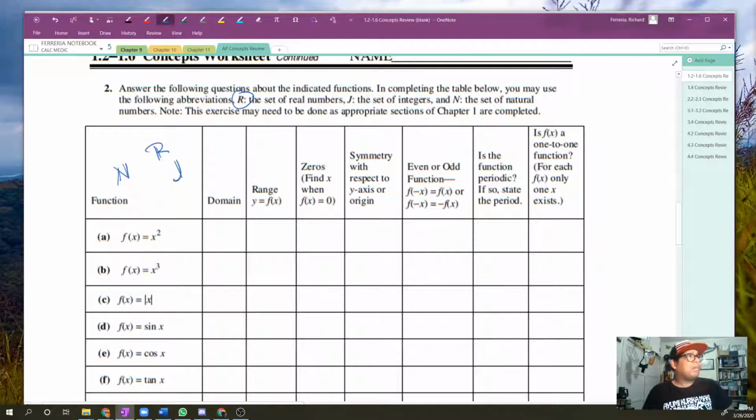This exercise may be done as the appropriate sections of Chapter 1 are completed, so take a minute here, pause it. You may need more than a minute, but go through all of these and pause it, come back with answers.